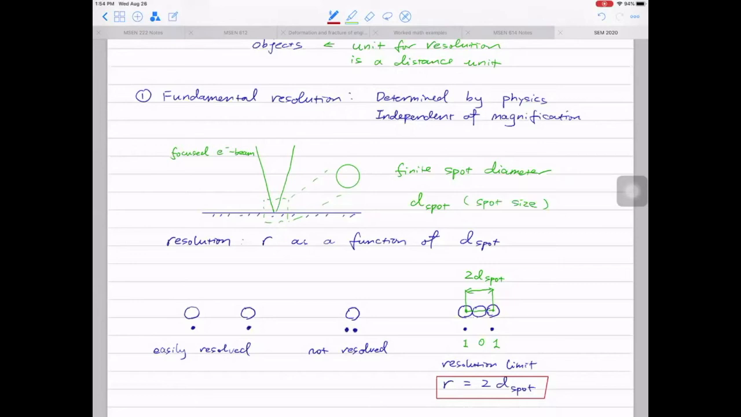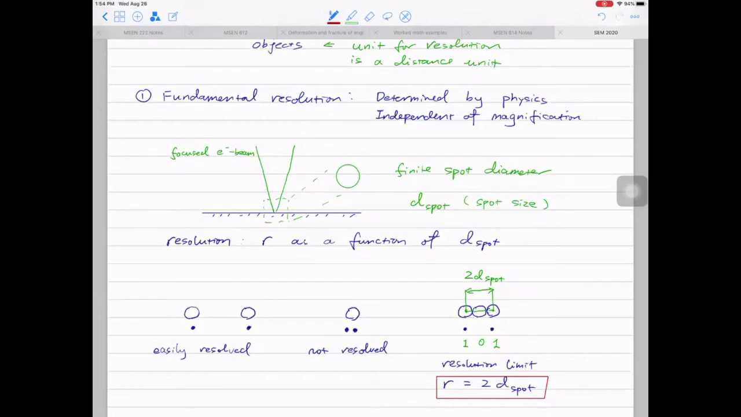It's much easier to work on a cold specimen than a hot specimen. If you do in situ heating experiments, there will be a lot of thermal drift. It's usually challenging. Any other questions about the fundamental resolution before we quantify?